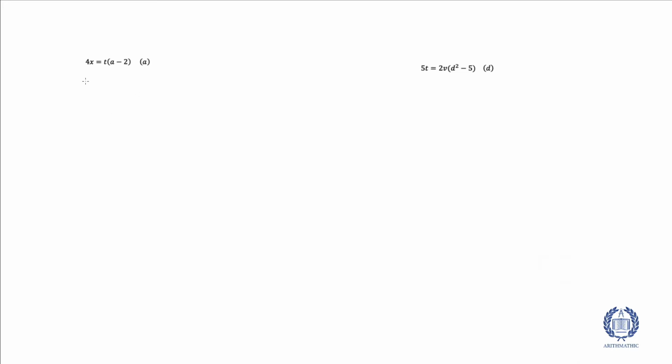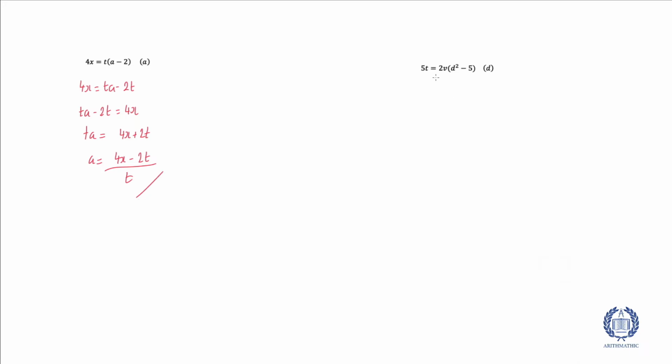Right, so if we want to make A the subject, we're going to straight away just expand this. So that's just going to be TA minus 2T. And remember, we can rewrite this as TA minus 2T is equals to 4X. And now we keep the TA here, move the minus 2T to the other side. So that's just going to be 4X plus 2T. But because I want A by itself, I need to get rid of this T. And the only way I can get rid of this T is divided by T. And that should have been your answer.